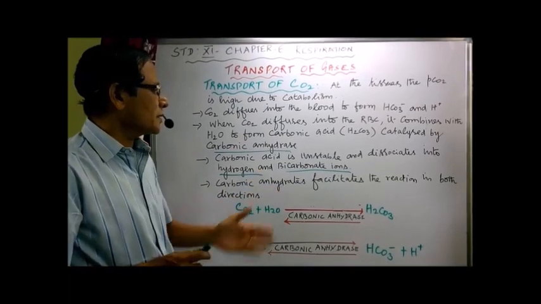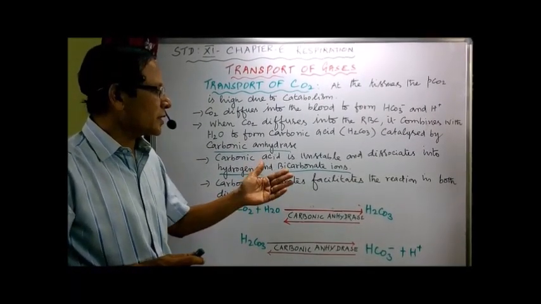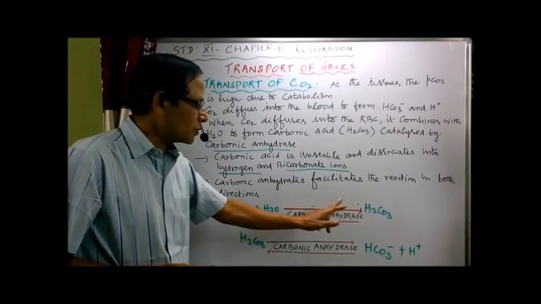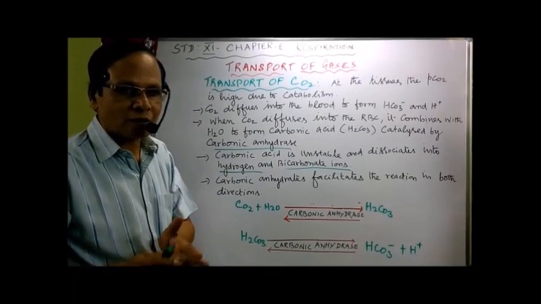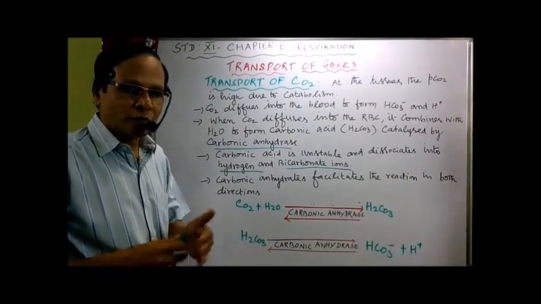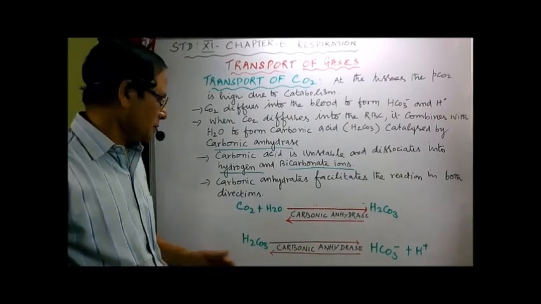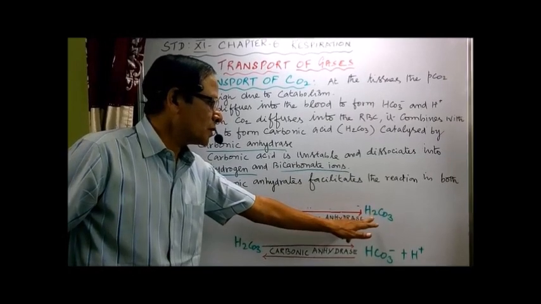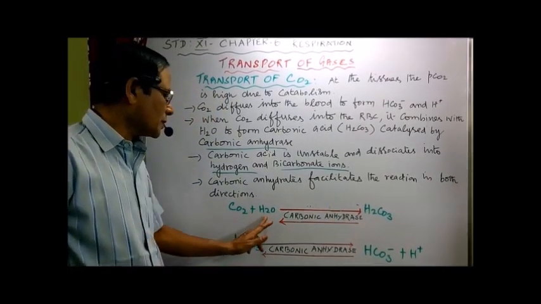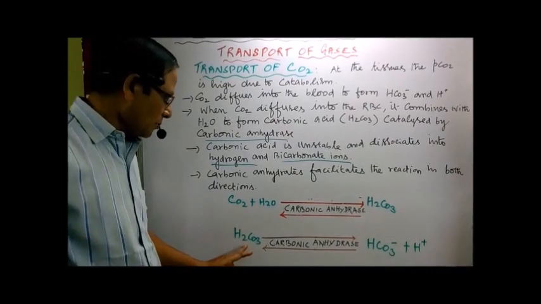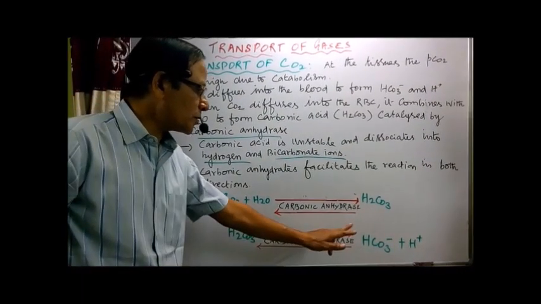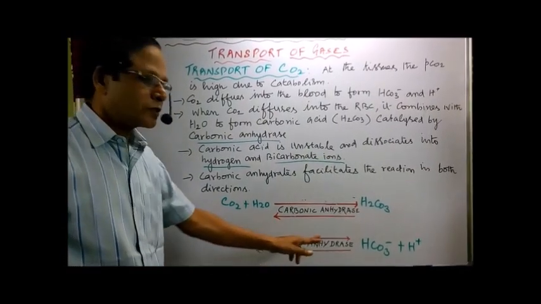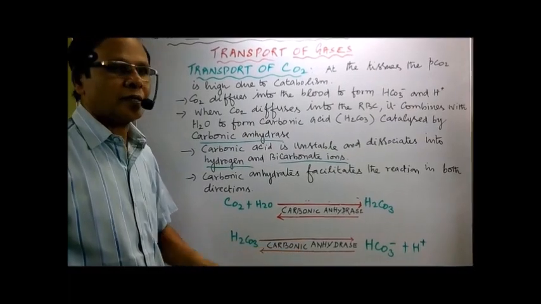Now the carbonic anhydrase facilitates the reaction in both directions. That is, carbon dioxide combines with water to form carbonic acid, either in the plasma or in the RBC, because the enzyme is present in both places, but the concentration is high in the RBCs. This enzyme facilitates the formation of carbonic acid and also the splitting of carbonic acid to form carbon dioxide and water. In the same manner, the carbonic acid is dissociated to form bicarbonate ions and hydrogen ions. The reaction is also reversible, catalyzed by the enzyme carbonic anhydrase.